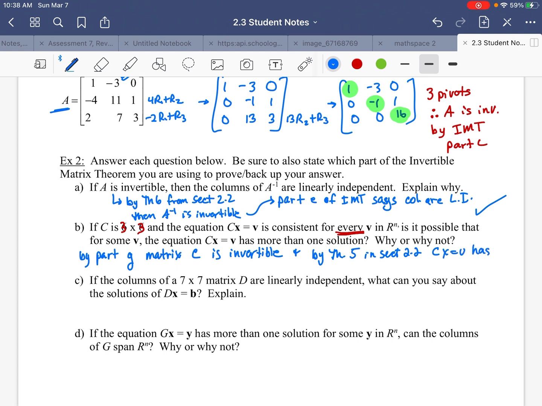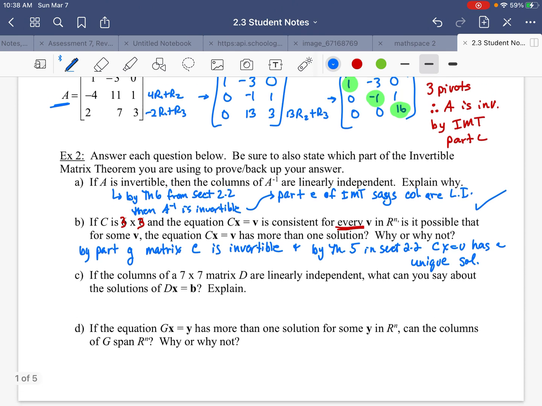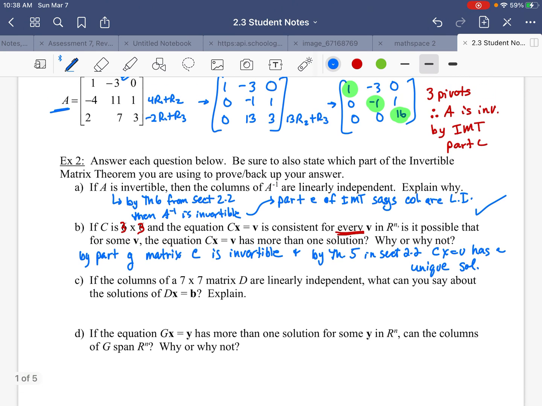Cx equals V has a unique solution. It has to be a unique solution because you have to be able to get everywhere in your dimension space. All right, letter C. If the columns of a 7 by 7 matrix are linearly independent, well, right there, linearly independent, that was important, because once I know this, then I know everything on that list is true.